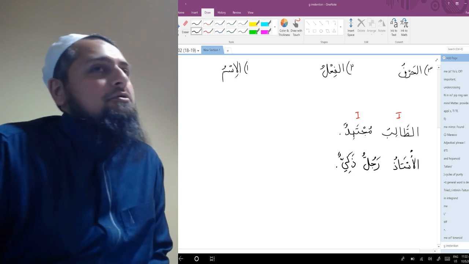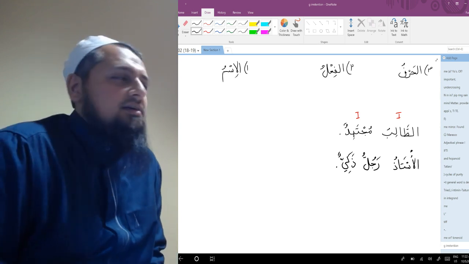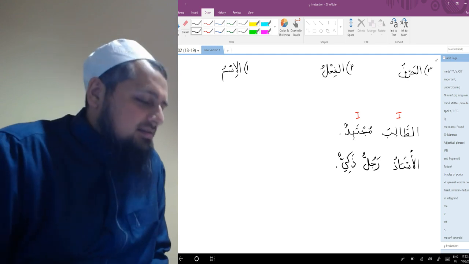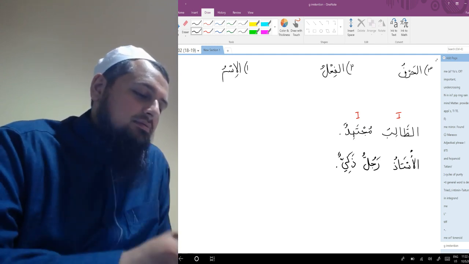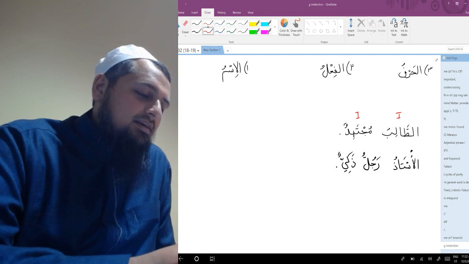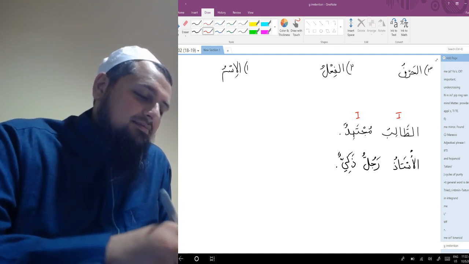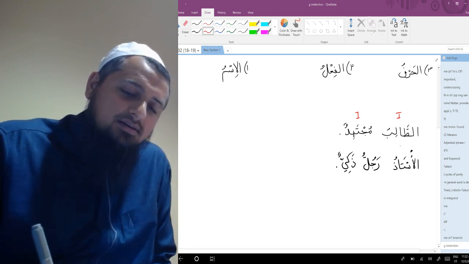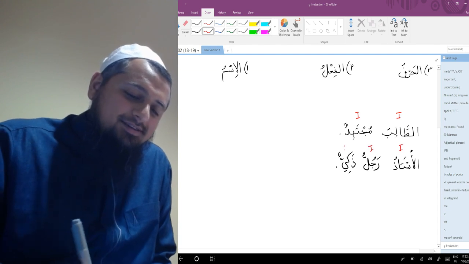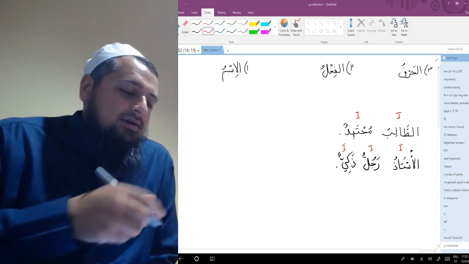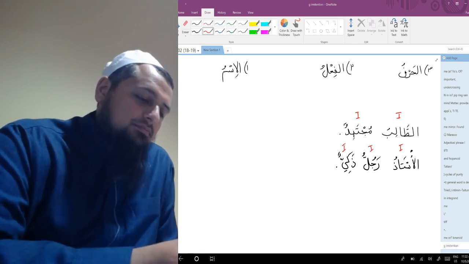Now looking at all three of these words, al-ustad, ism, fa'il, or harf? Ism, good. What about rajulun? Ism, very good. And dhakiyun? Ism. MashaAllah, see all of y'all experts already. They're all asma.